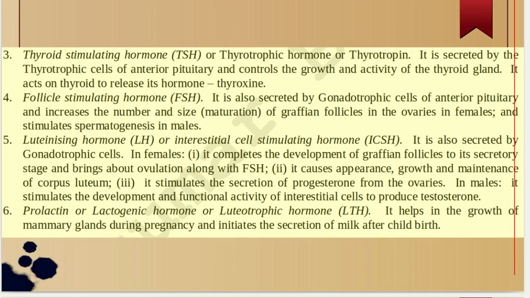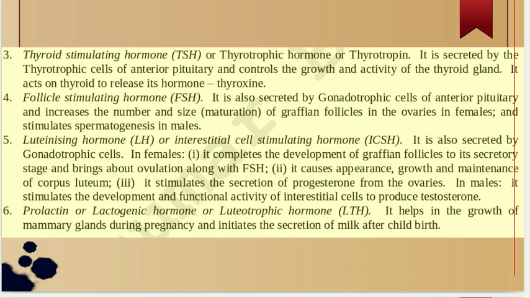Follicle stimulating hormone, also called FSH, is secreted by the gonadotropic cells of the anterior pituitary, and it increases the number and size of Graafian follicles in the ovaries in females, and it stimulates spermatogenesis in males.